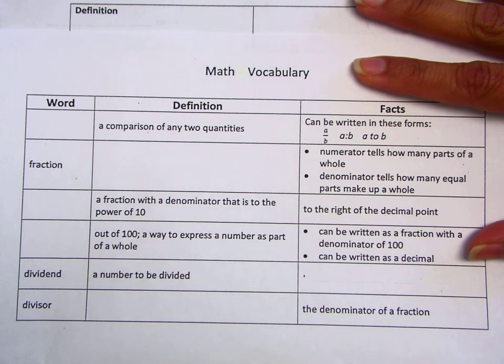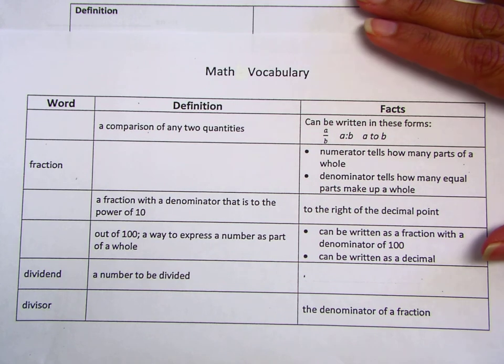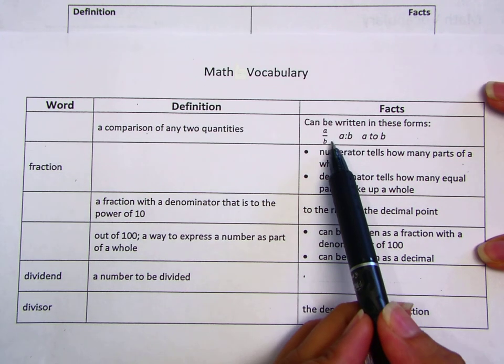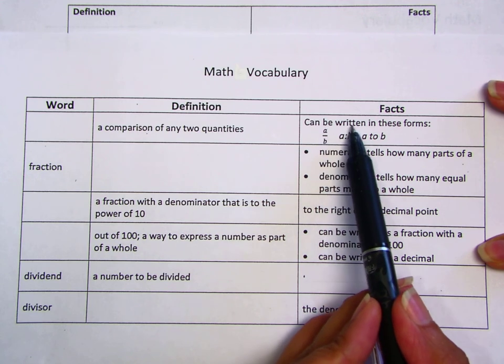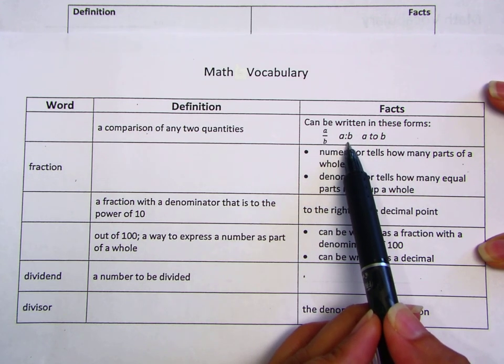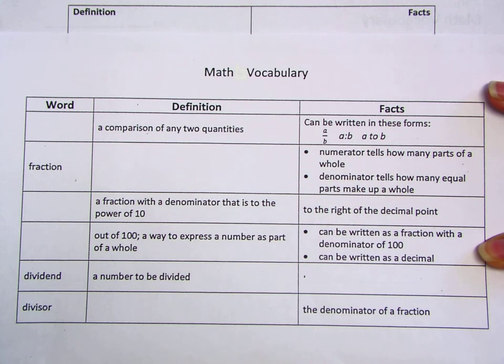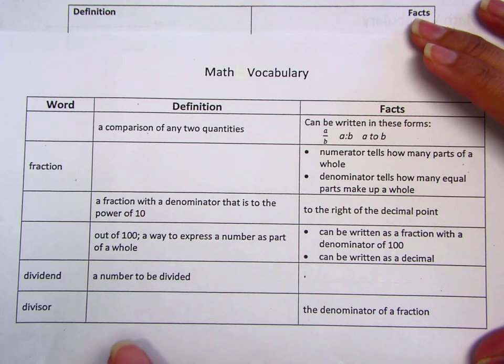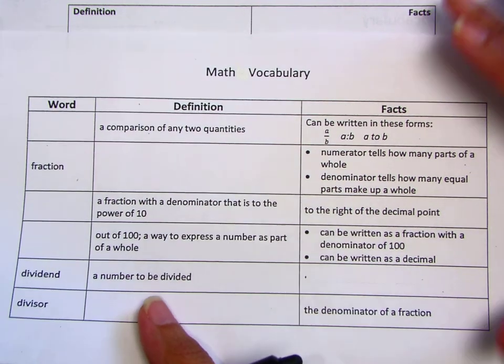So let's try this first definition here. A comparison of any two quantities. What word do you think would be a comparison of any two quantities? And then you can see that there are some facts. It can be written in these forms as a fraction, a over b, a colon b, and written out a to b. So what do you think that might be? Well, I think that might be the word ratio. In fact, I know it's the word ratio.